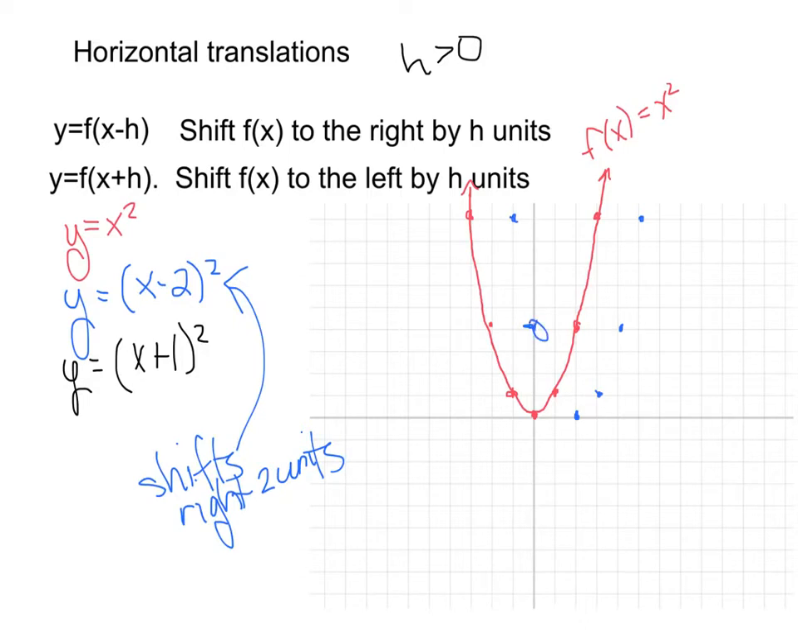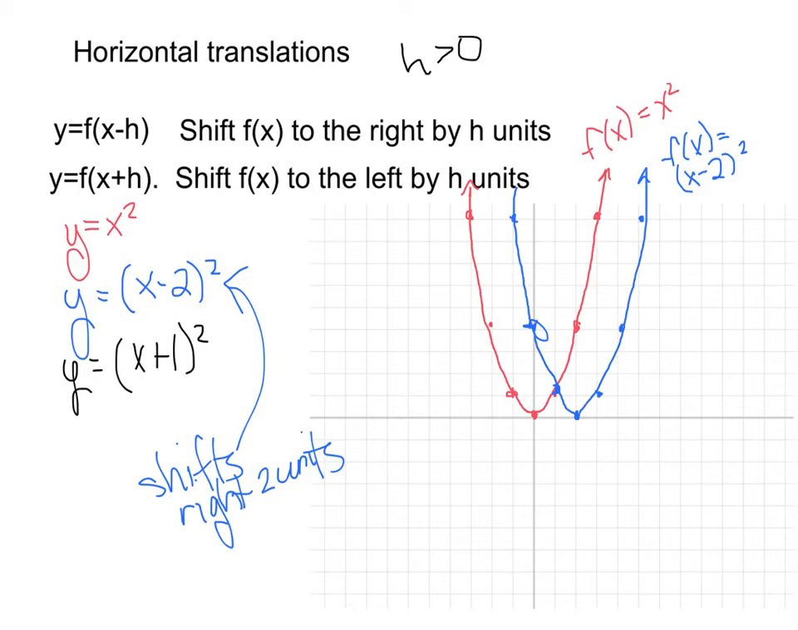Whoops. Got a little enthusiastic right there. So then we connect everything with a smooth curve. And this is our function f of x is equal to x minus 2 quantity squared.